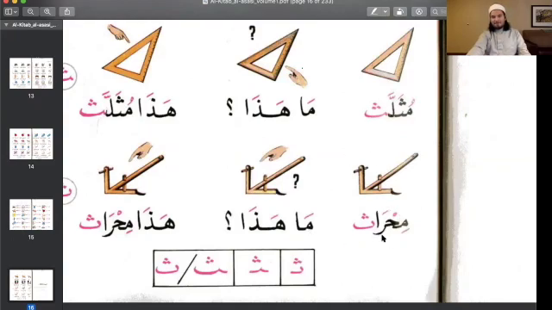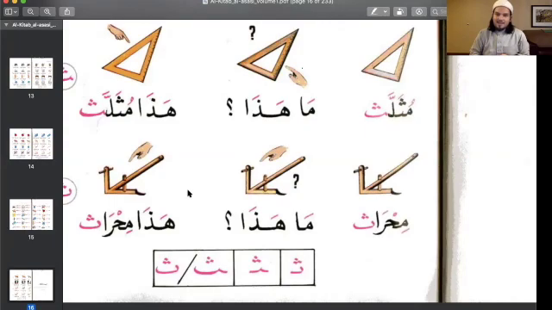Yusuf. محراث. ما هذا؟ هذا محراث. Okay. What is that? Mihrath. Trying to think about what it is. A combine, I think. The thing that a bull or a horse will have attached, and then it will move through the field. No, the plow. Plow. There we go. What's a plow? It's a thing used for the field.